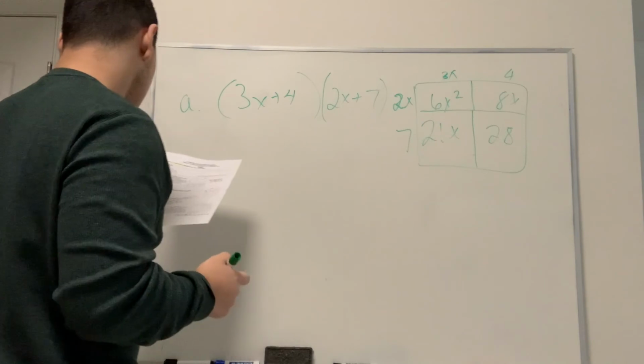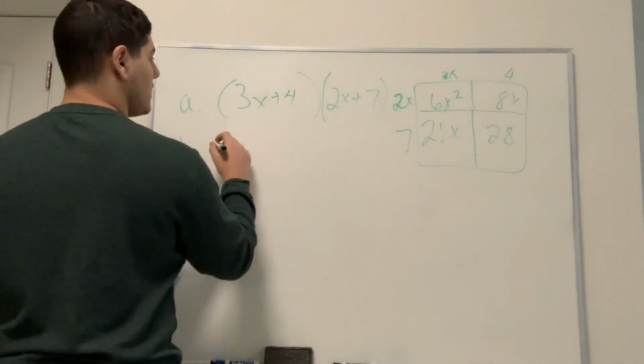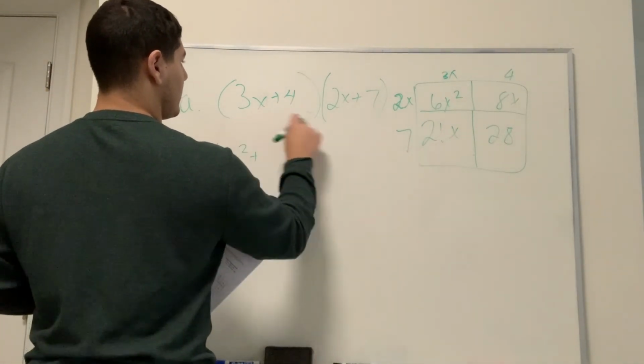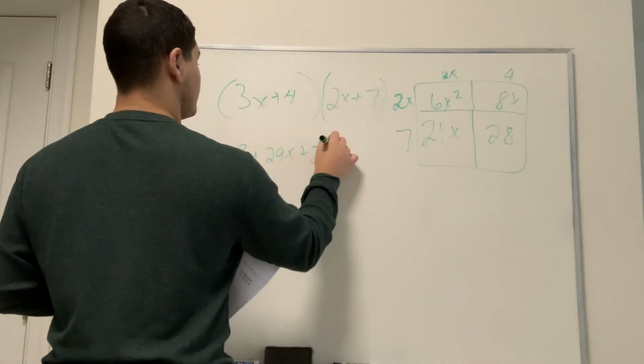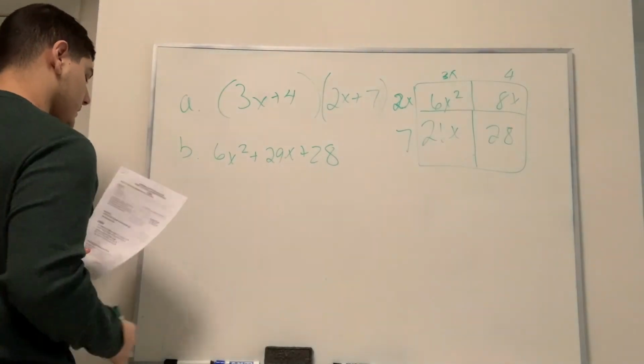Now multiply the binomials. I'll get 6x squared plus 21x plus 8x is 29x plus 28. Same thing as if you add those areas up.